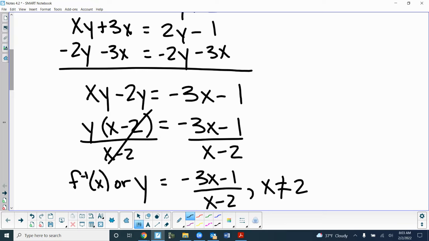37 was x over x minus 2. X cannot equal 2 is our restriction on our variable, our domain.